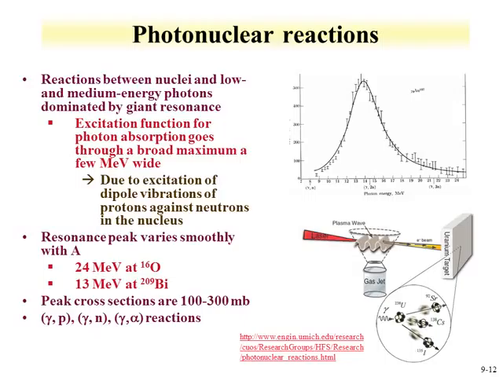The resonance peak in this figure varies pretty regularly with the A of the target: 24 MeV for oxygen-16 and 13 MeV for bismuth. Here only gamma-n reactions are shown, but there are actually a number of different reactions possible, including proton, neutron, and alpha reactions.